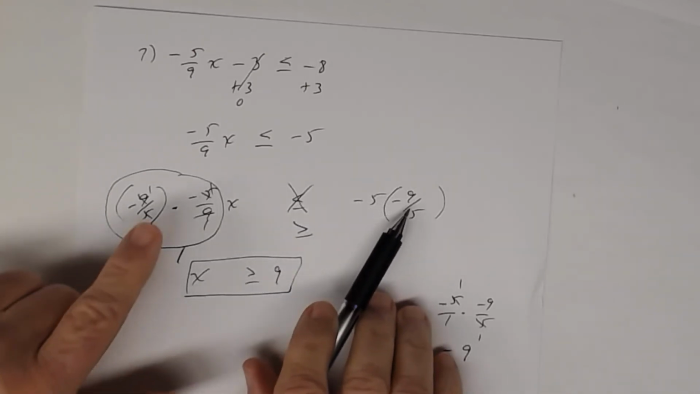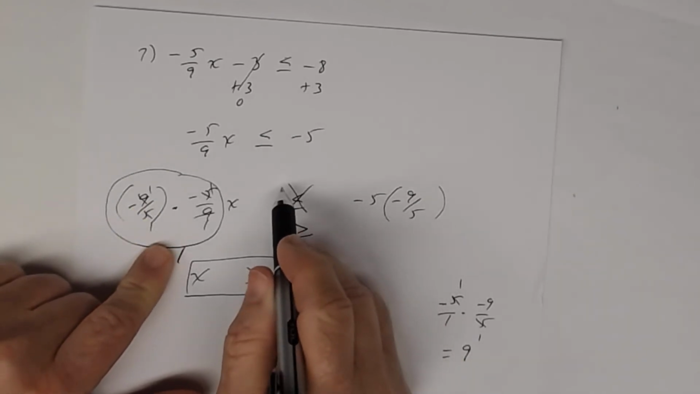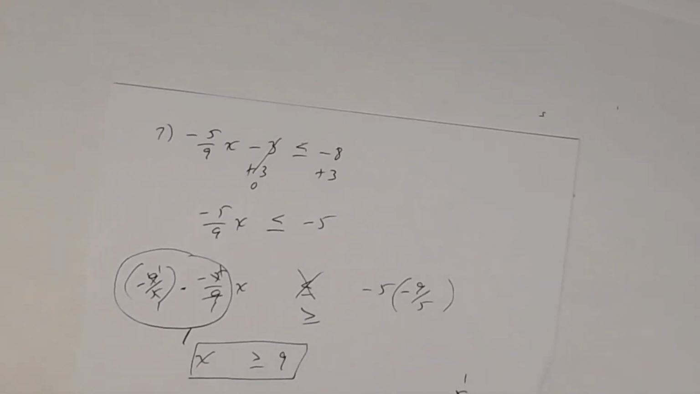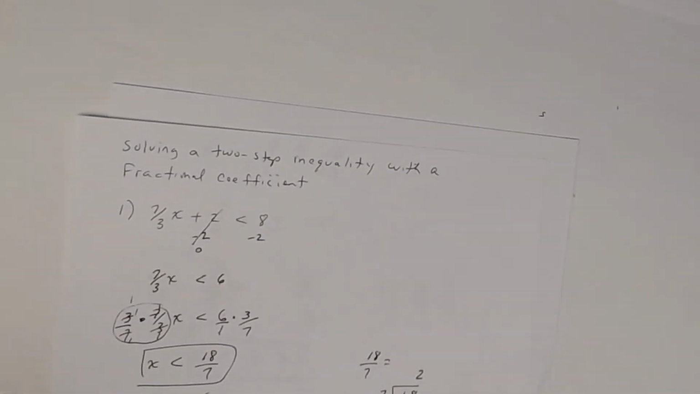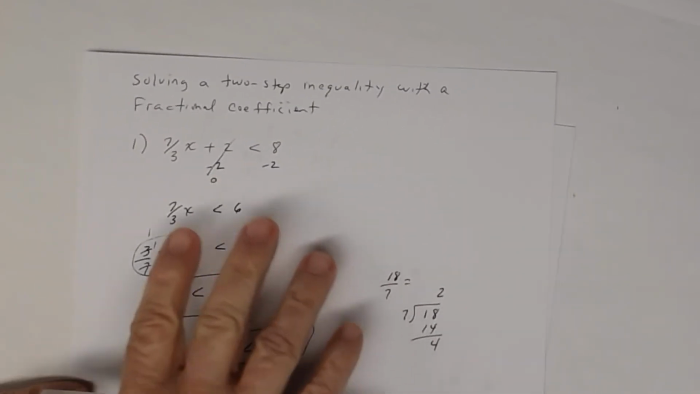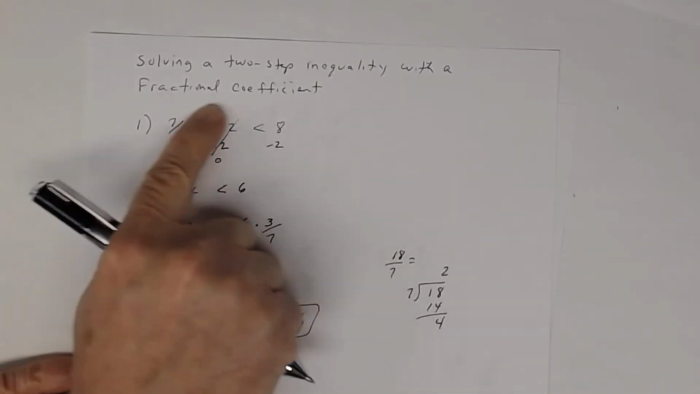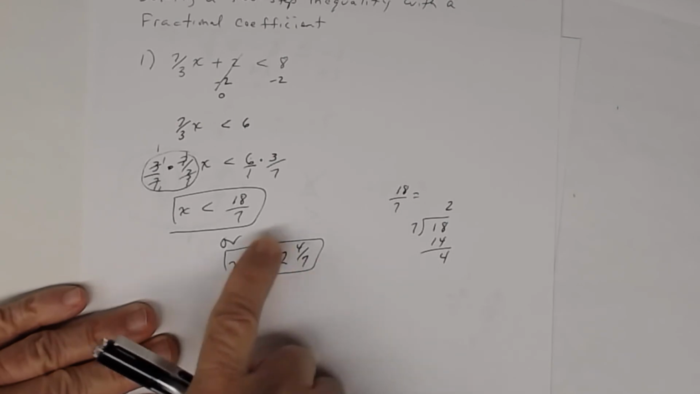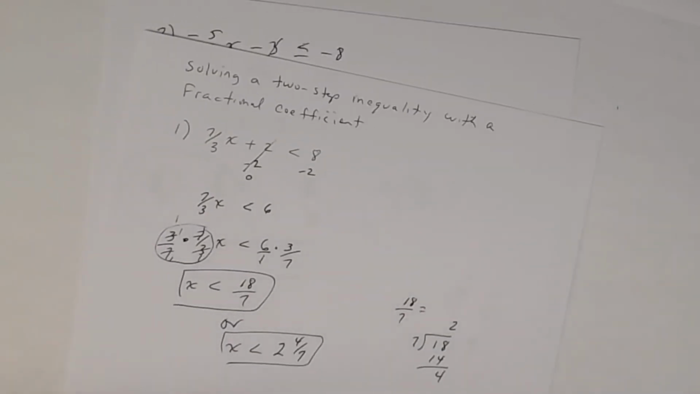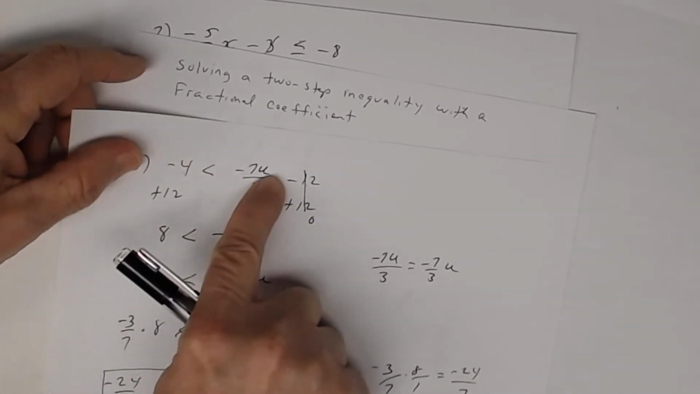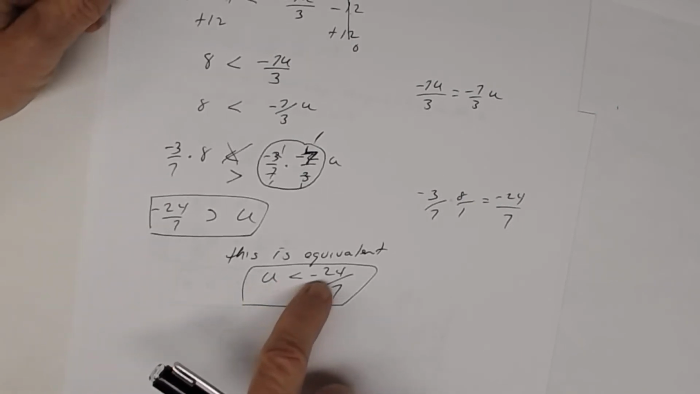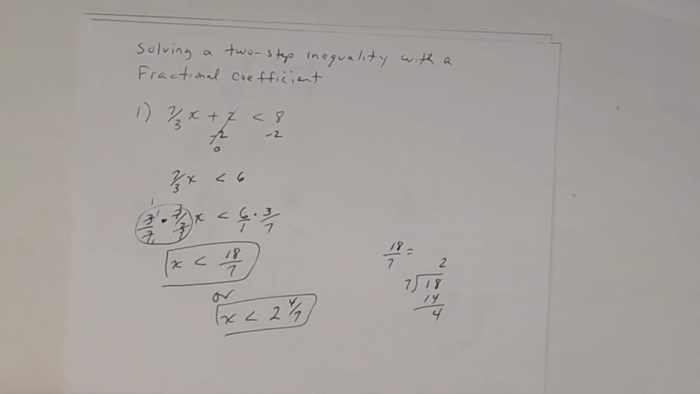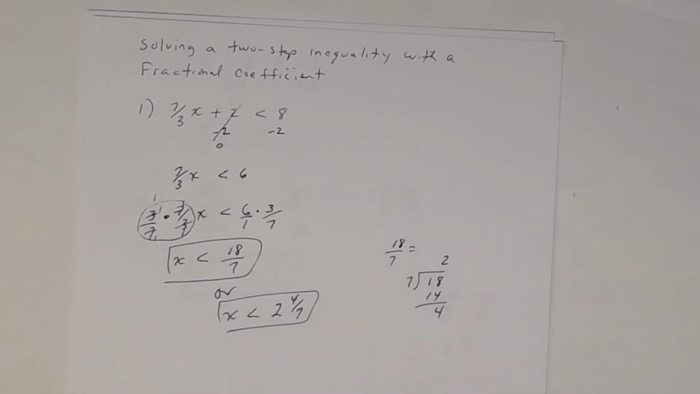All right. So remember, whenever you multiply both sides by a negative number, you've got to reverse this inequality statement, just like I did. Okay. So that is solving a two-step inequality with fractional coefficients. So you're going to perform some steps here to find the solutions to the original inequality. So the solutions to this original inequality will be any number that's less than 2 4/7 or less than 18/7. And the same thing for the one we just did. The solution to this original inequality right here would be any value of u that's less than negative 24/7. Okay? All right, so that is the lesson on solving a two-step inequality with fractional coefficients.